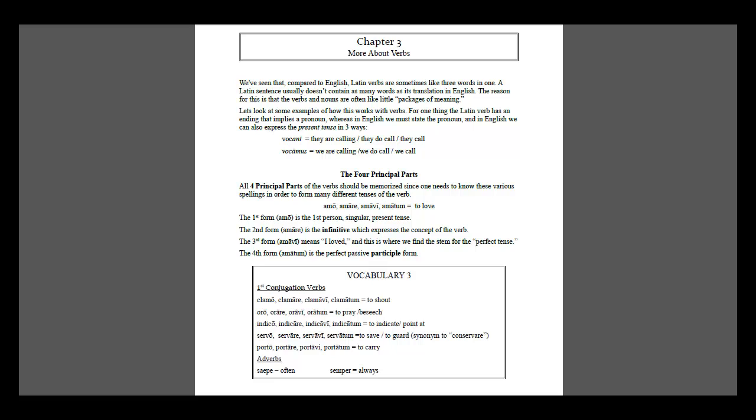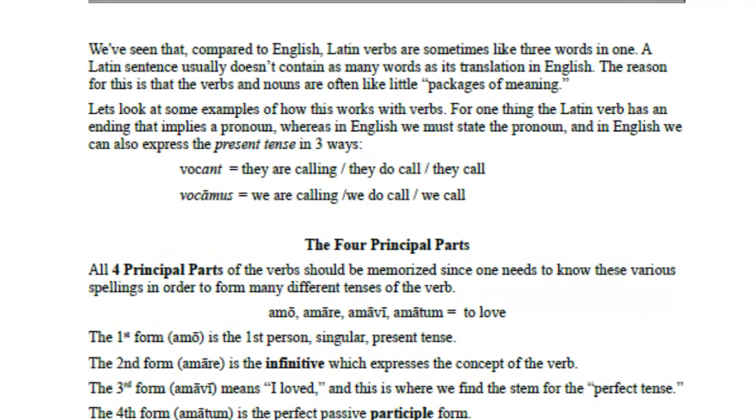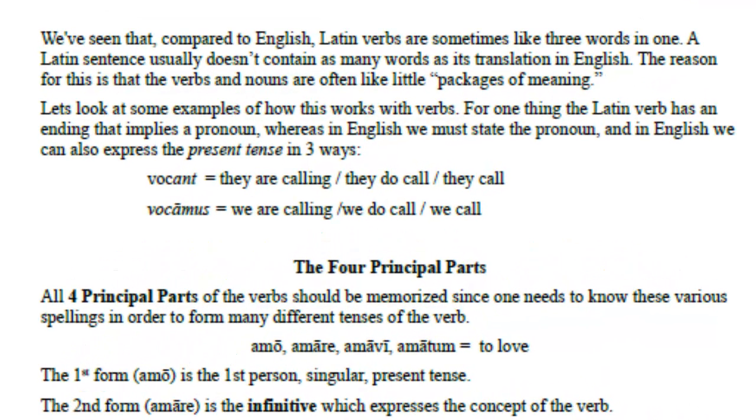We've seen that compared to English, Latin verbs are sometimes like 3 words in one. In other words, when you translate a Latin verb, you translate it into a phrase. Let's look at some examples of how this works with verbs. For one thing, the Latin verb has an ending on it that implies a pronoun, whereas in English, we must state the pronoun out loud.